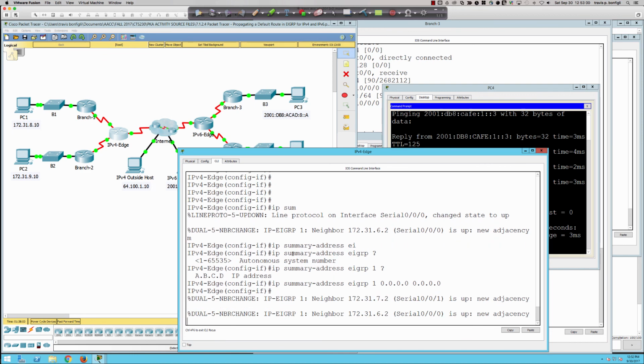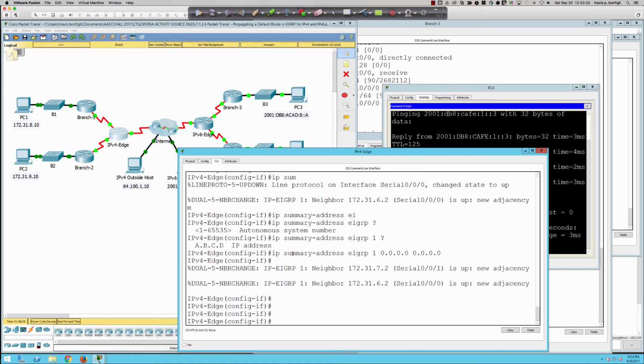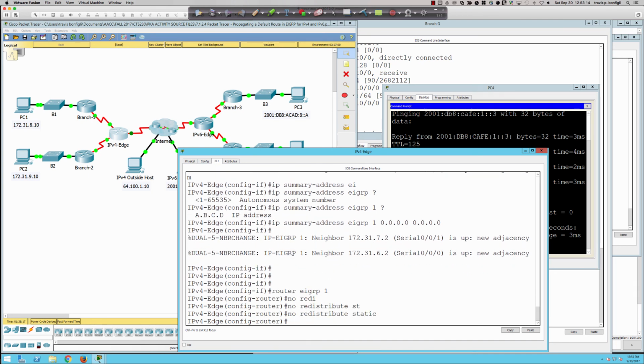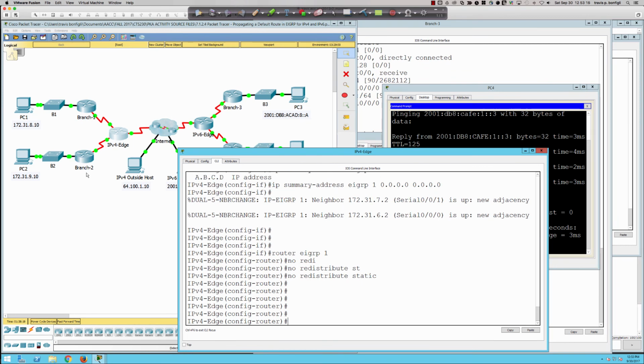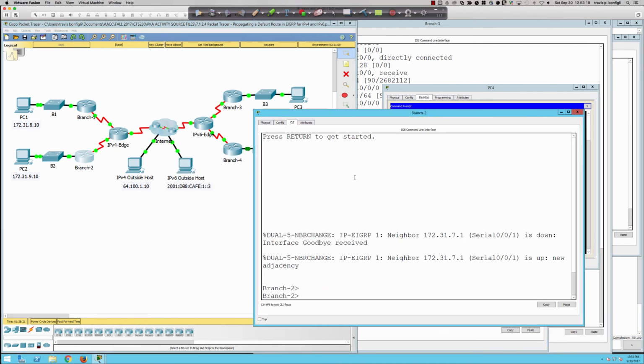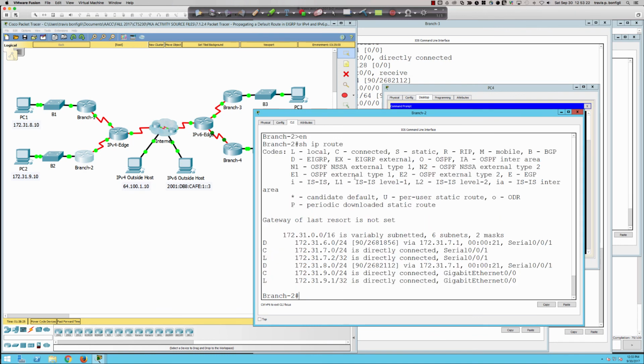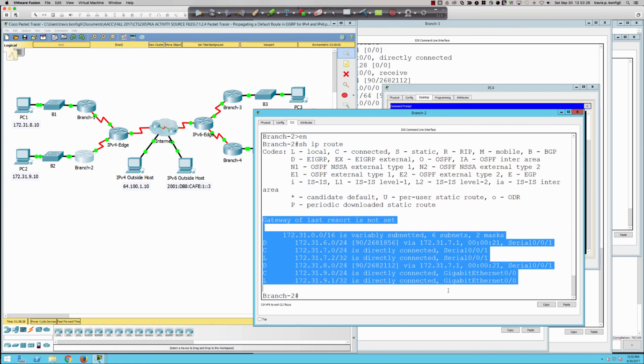In fact, you can see that the adjacency bounced there because of the summary, right? And I kept it on just that interface. So let's go into router EIGRP 1, and I'm going to say no redistribute static. So when I come over here to branch 2, and hopefully this is going to participate, and I say show IP route, where is my gateway of last resort? Where is that default route?